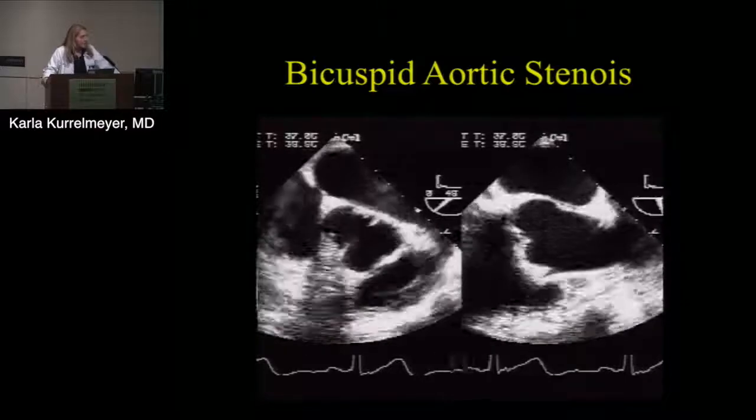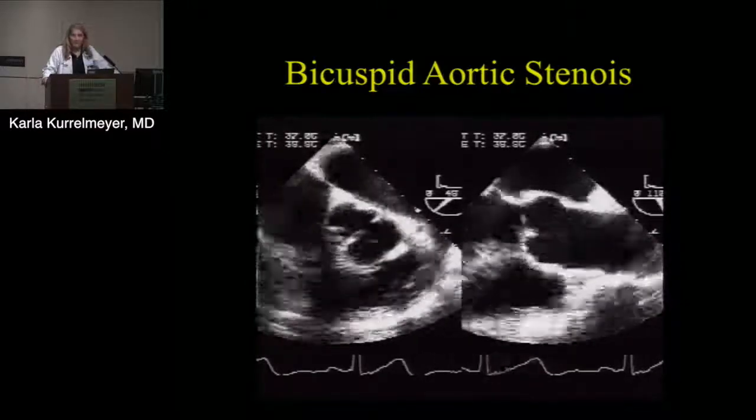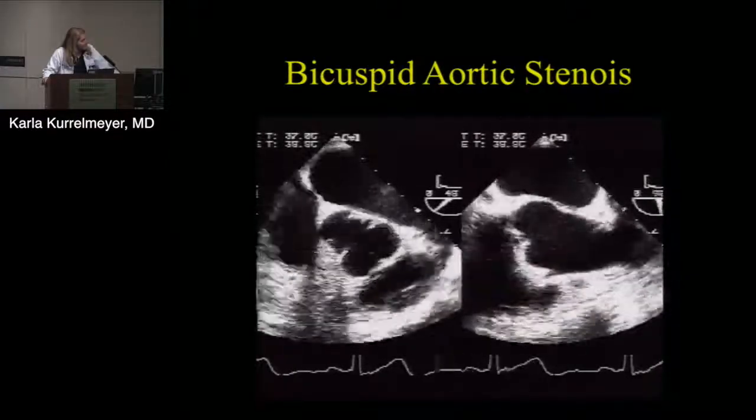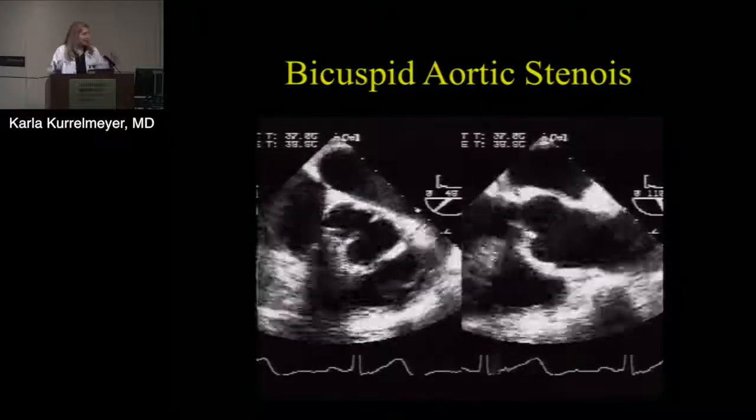When you look at the parasternal long axis view, which is in the right-hand panel, what you see is one leaflet is always larger than the other. In this particular case, you can see that the right cusp is larger than the left cusp. So it has this very asymmetric opening and closing.